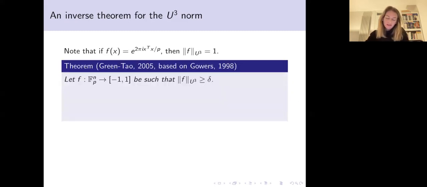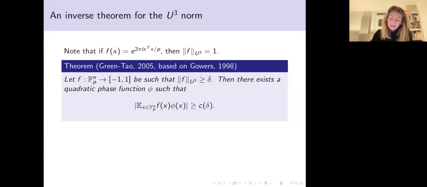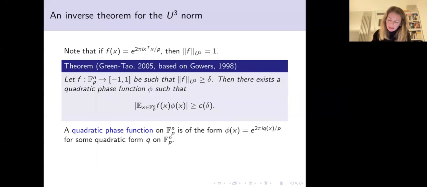A formal statement to this effect is the following. This is due to Green and Tao, based on lots of ideas of Gowers in his proof of Szemerédi's theorem. This is in F_p to the n. If you have a bounded function f such that its U3 norm is at least delta, then there exists a quadratic phase function phi with which f correlates to the tune of c of delta. What is a quadratic phase function? It is a function of the form e to the 2 pi i q of x over p for some quadratic form q on F_p to the n.